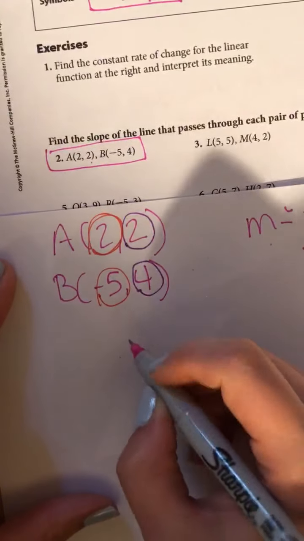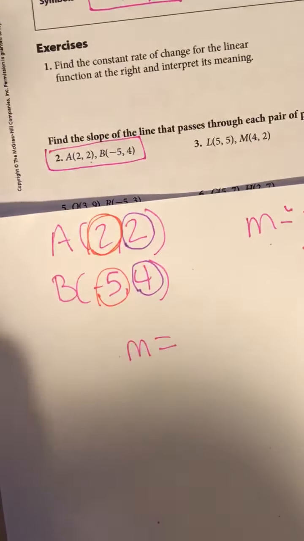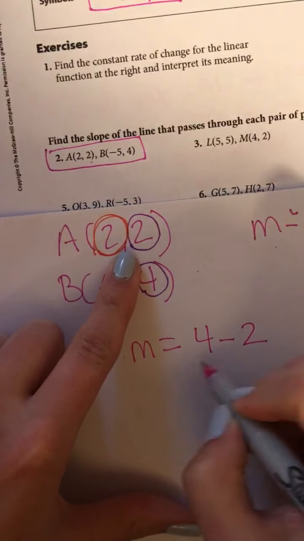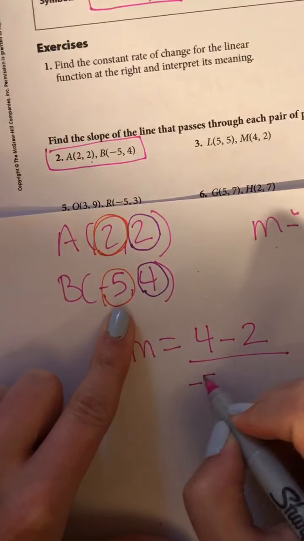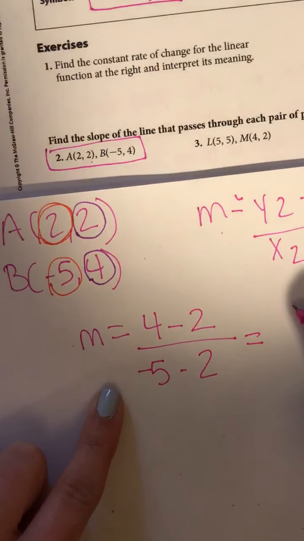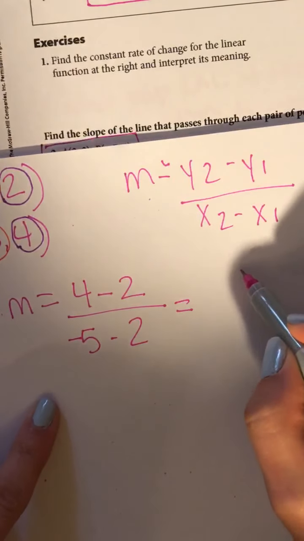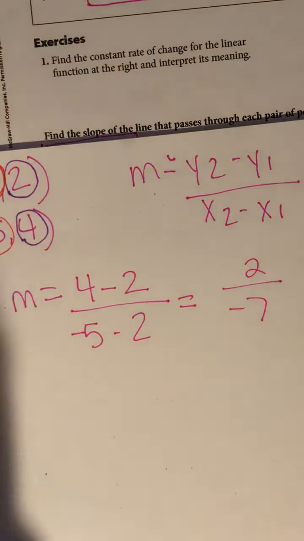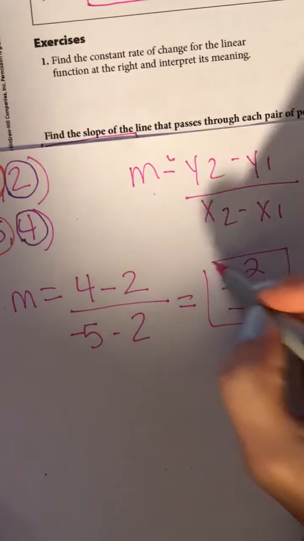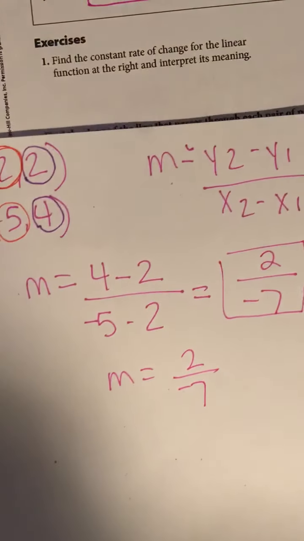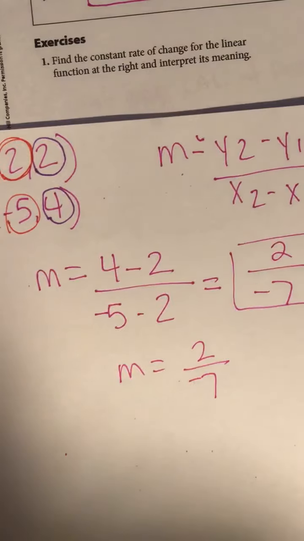So m equals y2, which is 4, minus y1, which is 2, over -5 minus 0. So 4 minus 2 gives me 2, and -5 minus 0 gives me -5. So my slope, my m, equals 2 over -5. And that's my answer. Let's try another one.